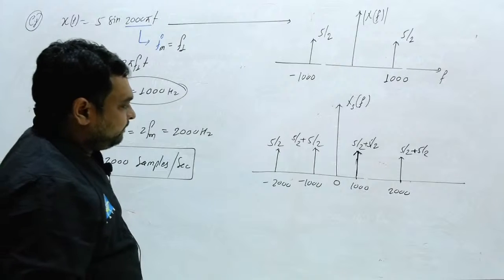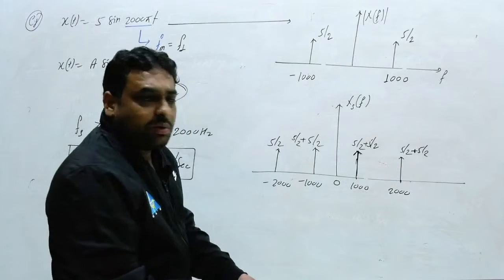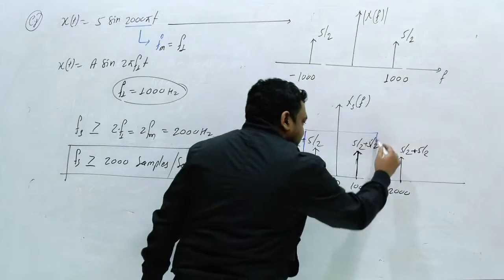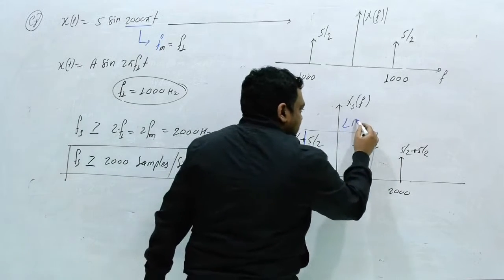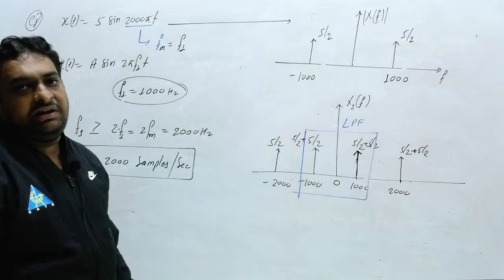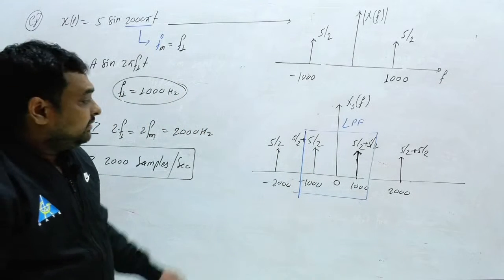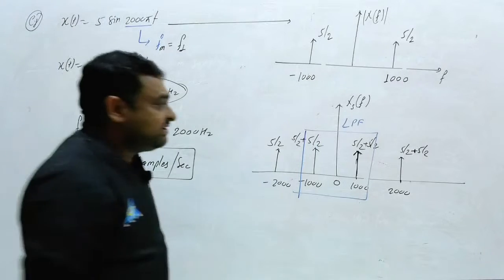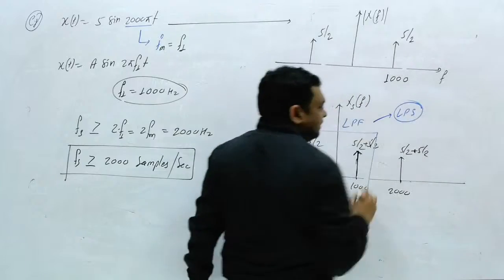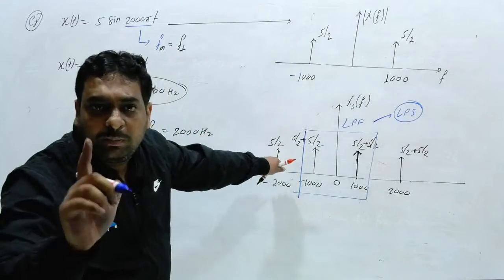Getting this thing? Now, what is our required signal? Our required signal is this. Then again, if you pass this through the low pass filter, you will again receive the same signal. Now this is the low pass sampling. Can I say that? Because you are using a low pass filter here.